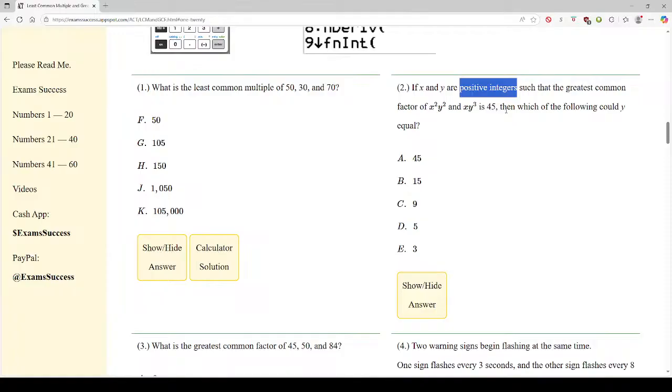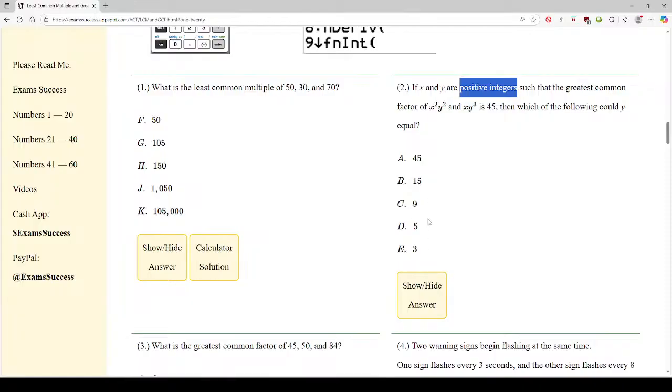No. Okay, so it's not going to be 5. Then if y is 3, then 3 squared is 9. Is there any integer you can multiply by 9 to give you 45? Yes. So in that case, if y is 3, then x will be 5. Okay? So that is how you solve this kind of question.